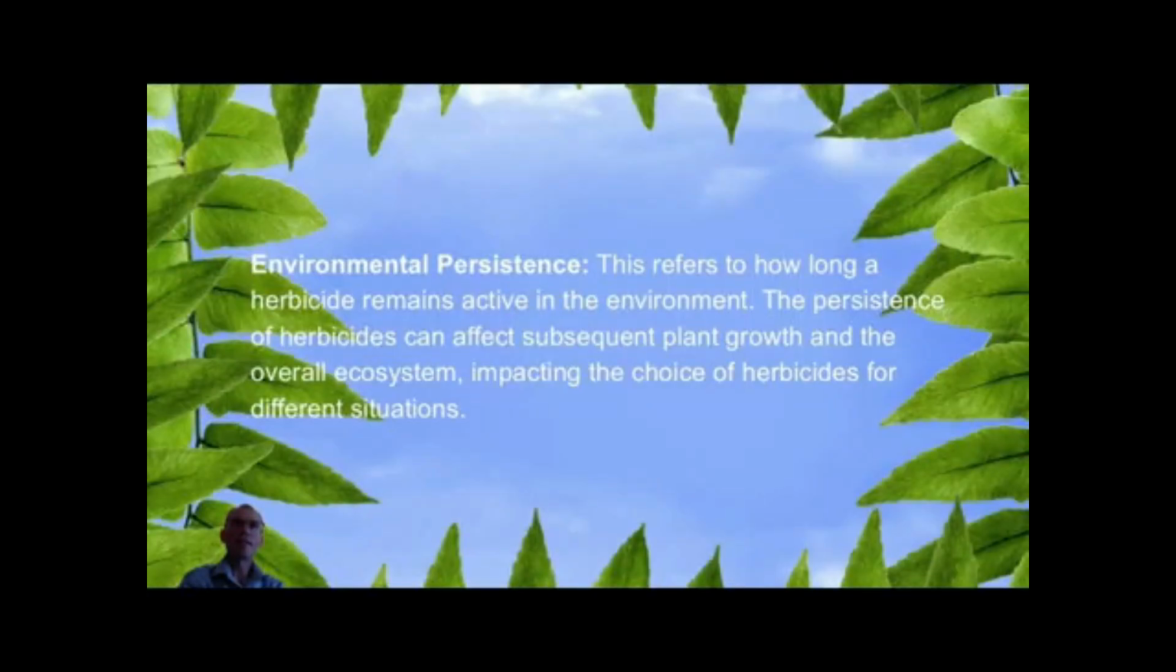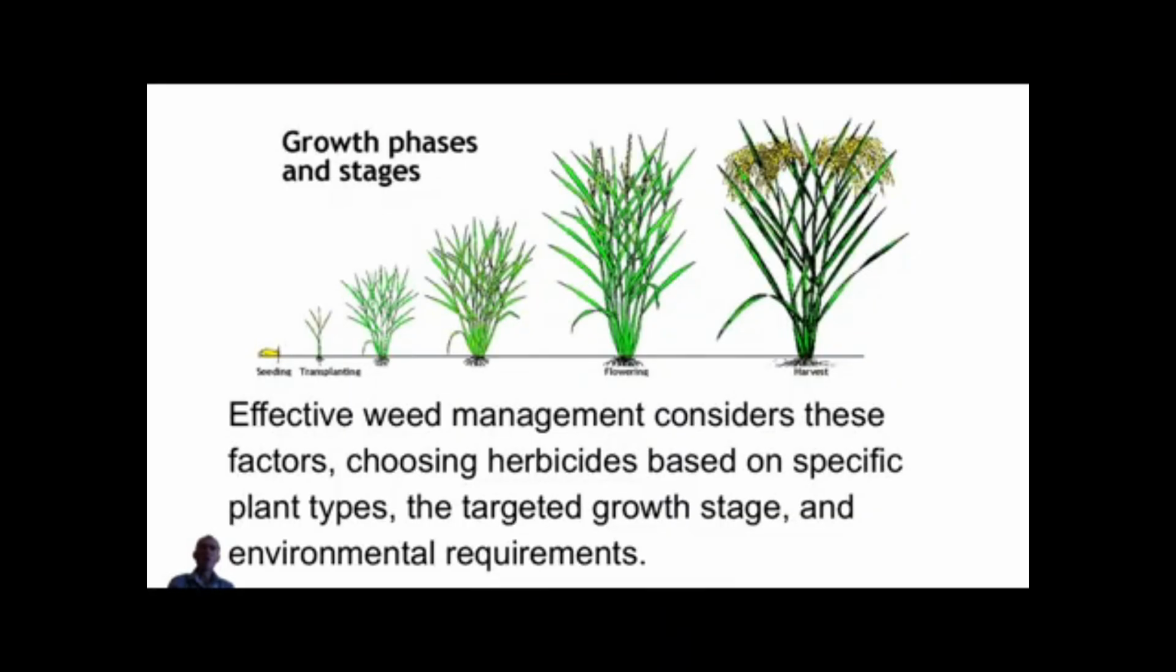Environmental persistence. This refers to how long a herbicide remains active in the environment. The persistence of herbicides can affect subsequent plant growth and the overall ecosystem, impacting the choice of herbicides for different situations. Growth phases and stages. Effective weed management considers these factors, choosing herbicides based on specific plant types, the targeted growth stage, and environmental requirements.